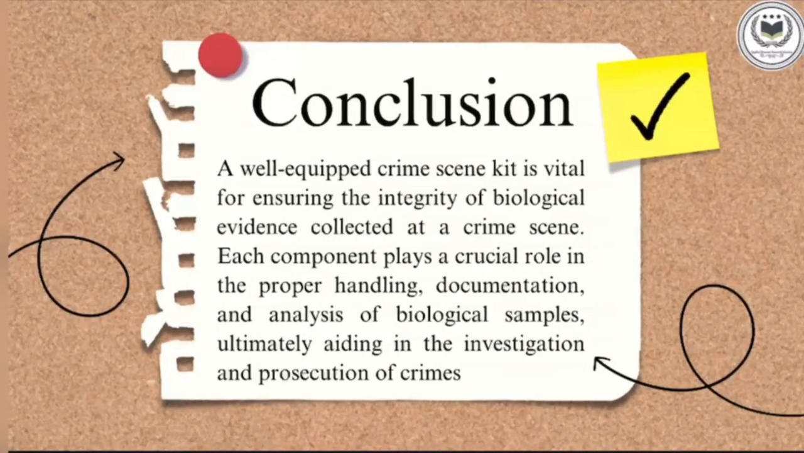Conclusion: a crime scene kit for biological evidence examination ensures efficient collection, proper preservation, prevention of degradation, and minimizes contamination. It includes tools like swabs, sterile containers, labels, and preservatives to maintain evidence integrity, aiding in accurate forensic analysis and documentation.